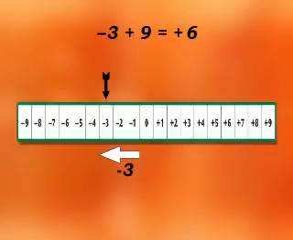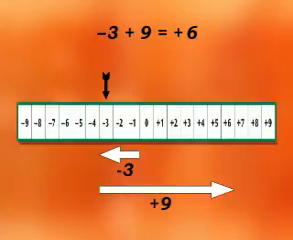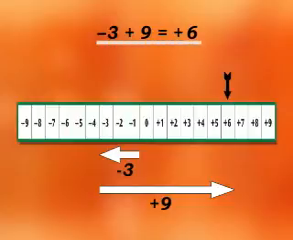Now let's add plus 9 and go the other way. Can you see? Minus 3, minus 2, minus 1. 1, 2, 3, 4, 5, 6. So there you can see minus 3 plus 9 equals 6.